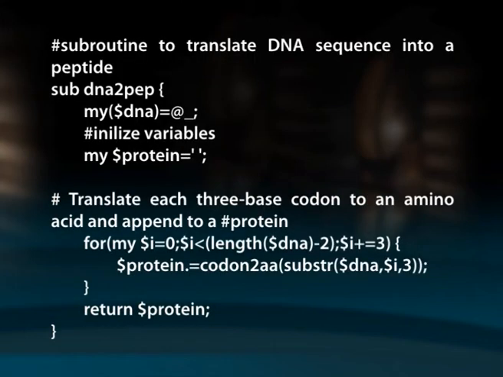The subroutine to translate a DNA sequence into a peptide can be specified as DNA_to_pep, in which the protein variable is initialized and the arguments are collected and initialized to the variable $DNA. Now translate each 3-base codon to an amino acid and append to the protein. The for loop can be specified as for my $i equals 0, $i less than length of $DNA minus 2, $i plus equals 3, and $protein is concatenated with codon_to_AA of substring of $DNA, $i, 3. Now return the protein variable.